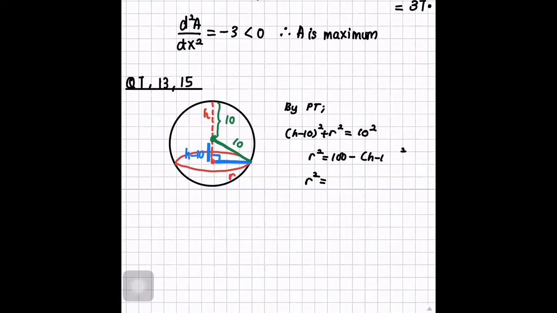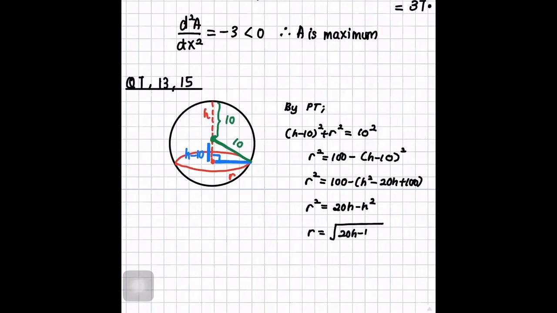Look at the careless mistake I made. I went and wrote (h minus 100) squared because my brain worked very fast. I thought it was like 10 squared, 100. Don't make careless mistakes like that. Take your time, pause, and check very carefully. Radius can only be positive. So don't put plus minus when you are making r the subject. Radius can only be positive.